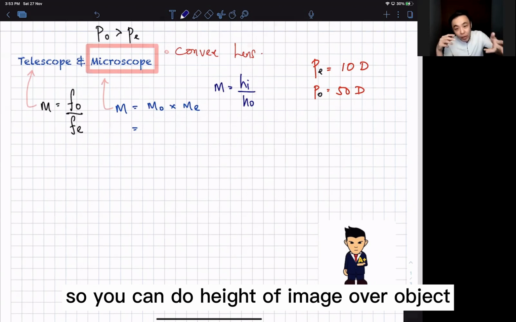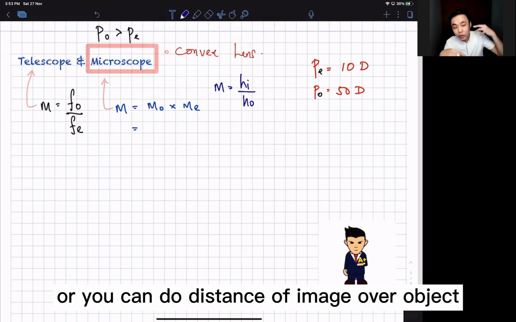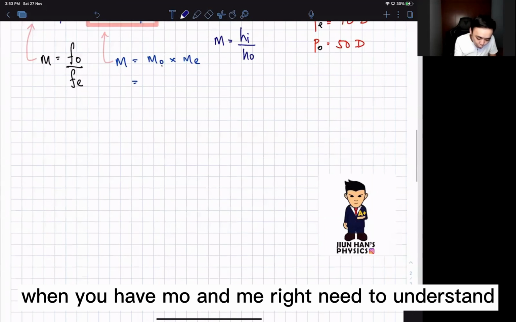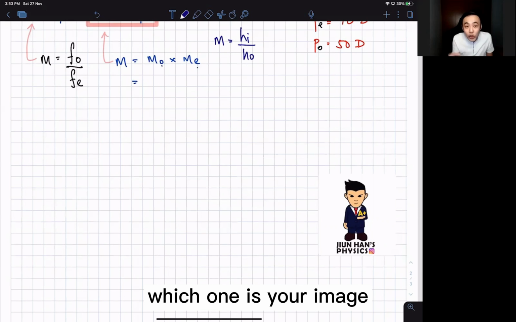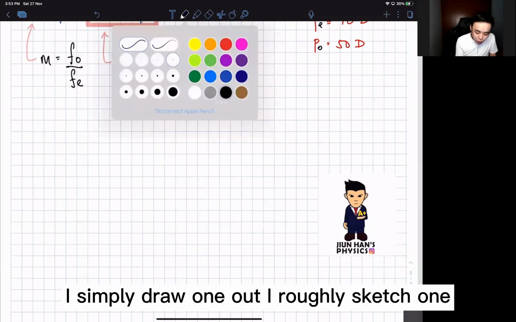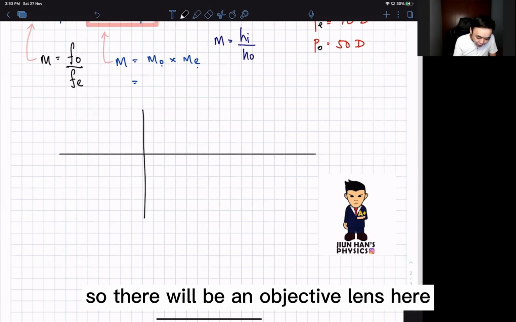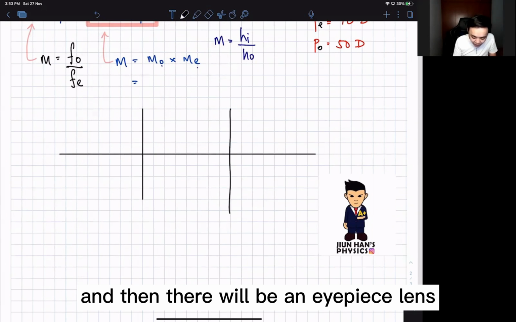Okay, so you can do height of image over object, or you can do distance of image over object. But here's the thing: when you have MO and ME, you need to understand which one is your image and which one is your object. Now I'll simply draw one. Roughly sketch one. Imagine this is a microscope. There will be an objective lens here, and then an eyepiece lens here.